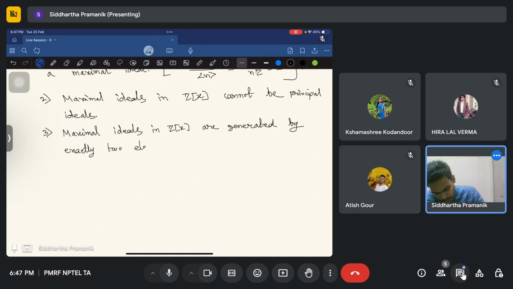The first one is: a subring of a PID is again a PID. And the second one is: a subring of a UFD is a UFD. Are these statements true or false? Just think for a few moments.